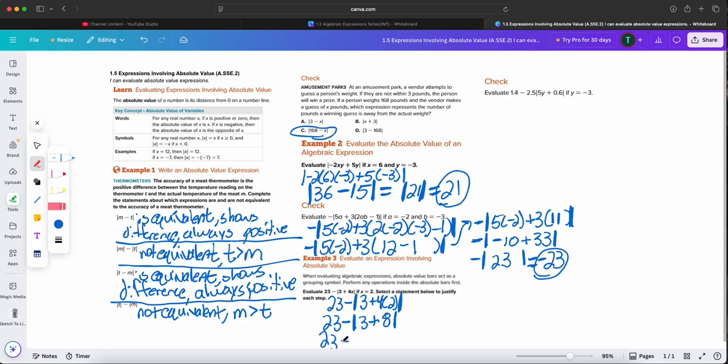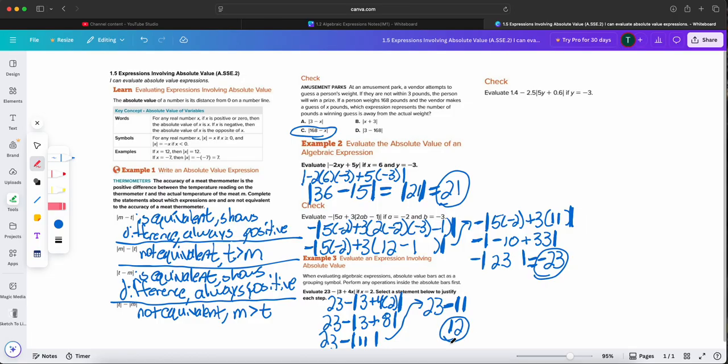If we go ahead and add those, 3 plus 8 is going to get us 11. 11 is 11 units from 0, so the absolute value of 11 is 11. But there is a subtraction sign there, so this still stays subtraction because the subtraction sign is on the outside. So we have 23 minus 11. If I take 23 minus 11, that is going to get me an answer of 12.